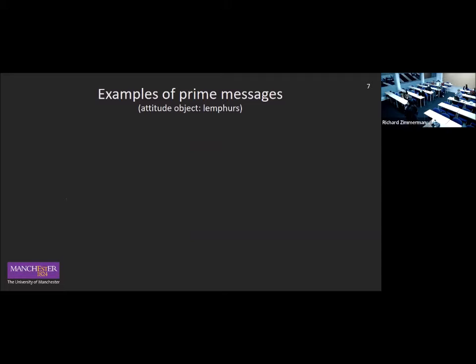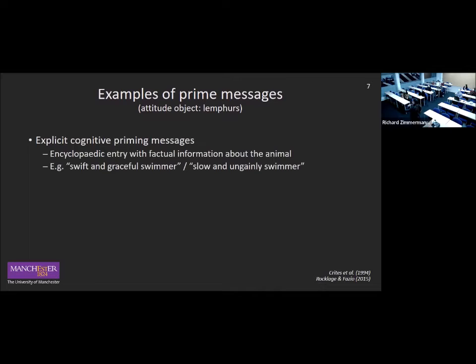I have here some examples of the prime messages for the lemurs, the fictitious animal, so you can see what I mean. They were all explicit, obviously, because they had to be read by the participants. They were messages, they had to be above the level of consciousness, so they were there for a while until they read them. The cognitive ones were more clinical, more factual in terms of what kind of information they contained about the animal. So, for example, on the positive side, you had swift and graceful swimmer versus slow and ungainly swimmer.